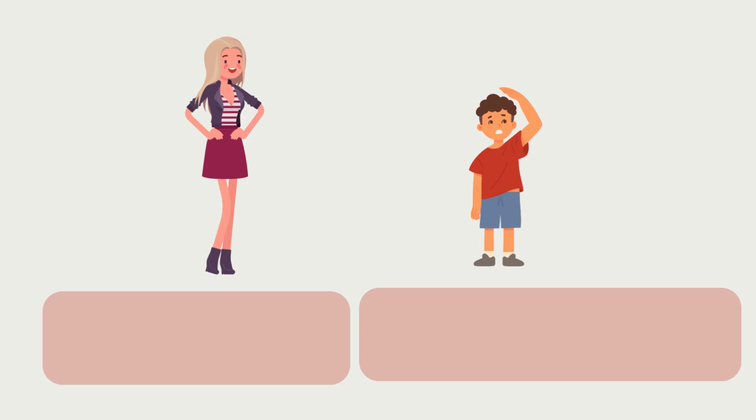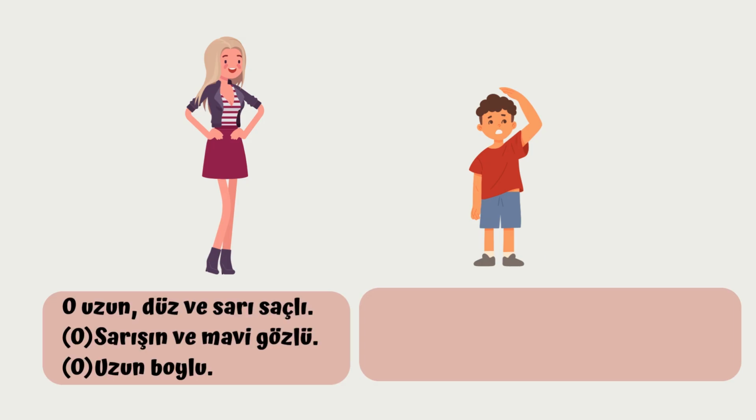Are you ready? So the first girl, we can say o uzun, düz ve sarı saçlı, sarışın ve mavi gözlü. I believe she has blue eyes. And uzun boylu. Right? So because she's tall. Okay, what we're saying is she's with long, straight and yellow hair. She's blonde and she's with blue eyes. And she's tall. Yeah, or literally we're saying she's with long height.